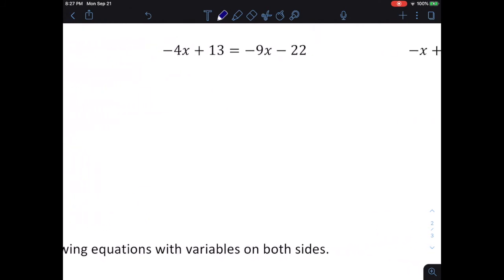Ooh, 4 is smaller than 9, but is negative 4 smaller than negative 9? Nope, it's negative 9 that's smaller. So we're going to start there. Now again, it doesn't matter. If you started with a negative 4x and added 4x to both sides, that's fine. You're just going to end up with a negative sign to deal with. And hey, I'm confident that you could do it. Okay, so I'm going to start by adding 9x to both sides.